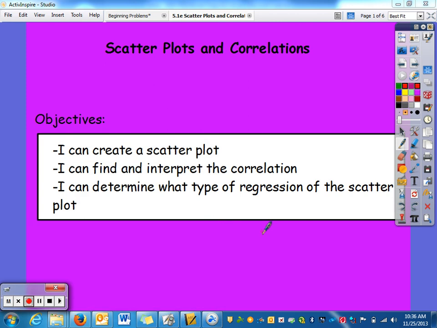In this video, we're going to learn about scatter plots and correlations, and you've probably seen a scatter plot before, but we're just going to dig a little deeper than you have in the past. So your objective is that you can create a scatter plot, find and interpret the correlation, and determine where the line of regression of a scatter plot is.